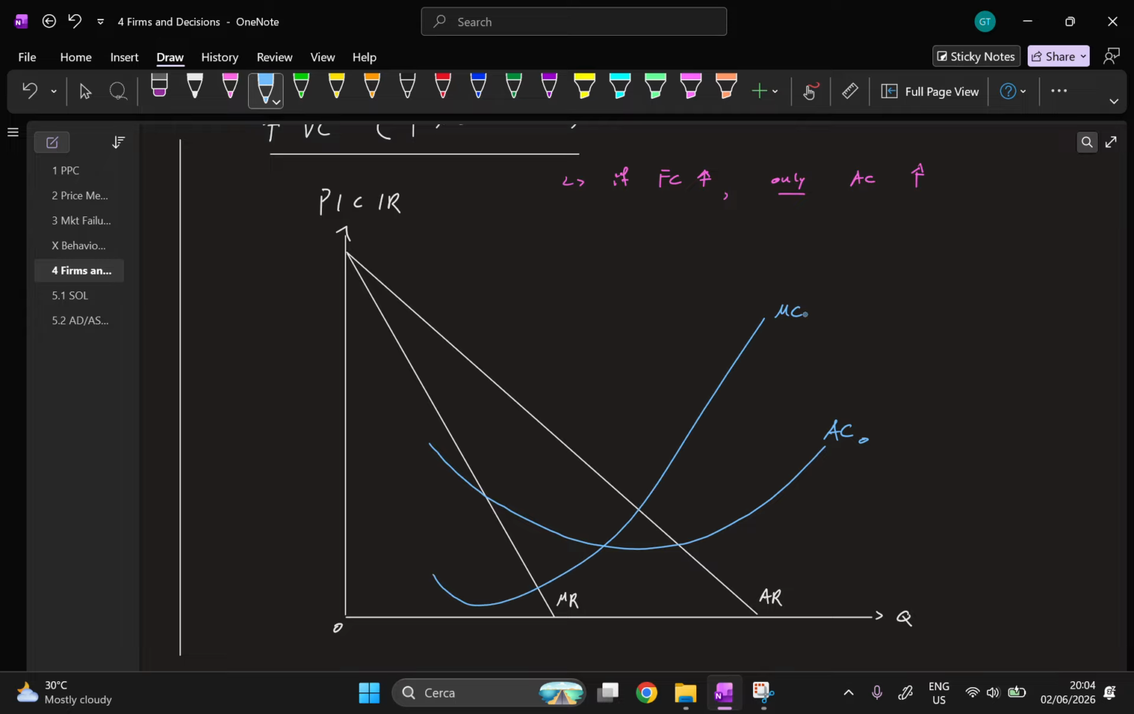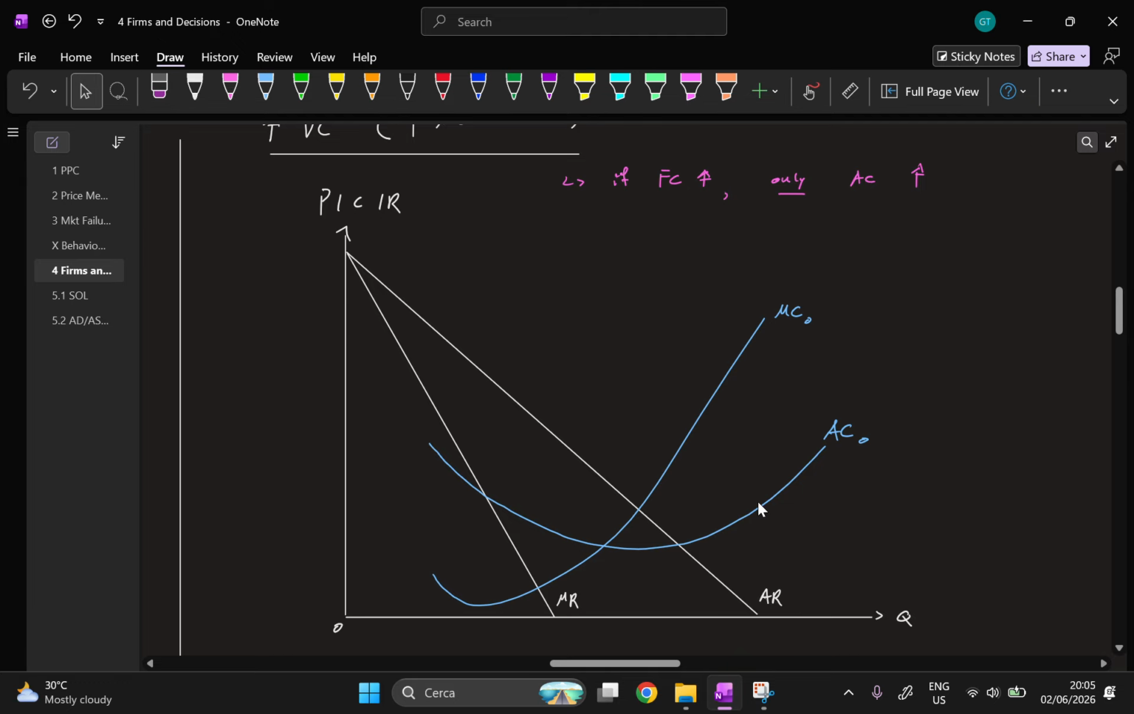Okay. By right, there is a criterion that your MC must intersect MR only within the rising arm of MC. That is to say, if I draw my MC like that, then MC intersects MR while MC is still falling. This is technically economically incorrect. But in H2 economics, they aren't that particular about that. So just try wherever possible to draw it the way I've drawn it. Actually, the way that I've drawn it also isn't perfect. You see that MC intersecting AC is not exactly at the minimum point as it should be.